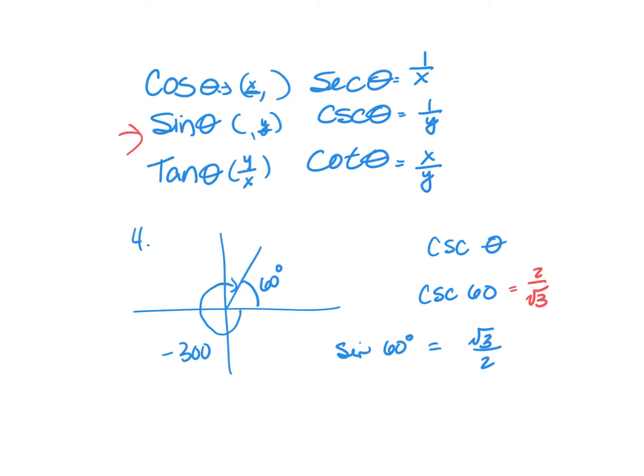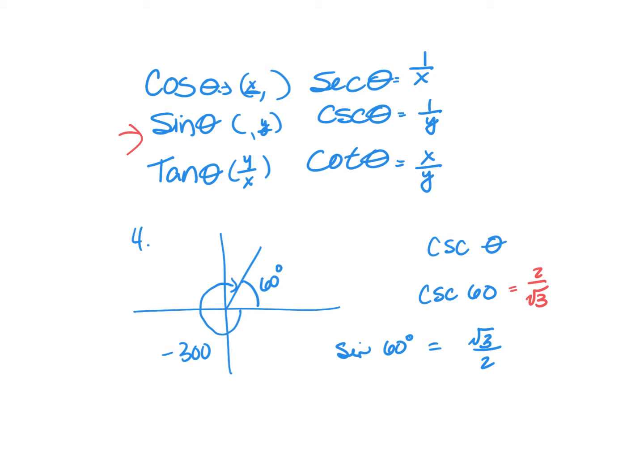So first of all, I'm going to take the negative 300 and get it out of the woods by adding 360 to it. And I end up with 60 degrees. 60 degrees is coterminal with negative 300. It means they end up in the same place.